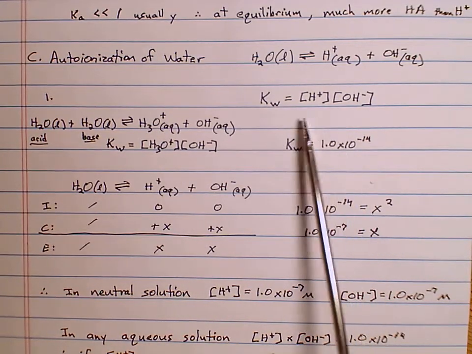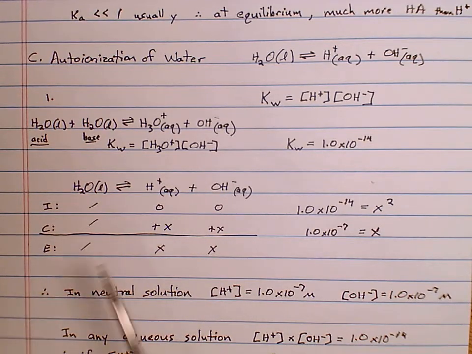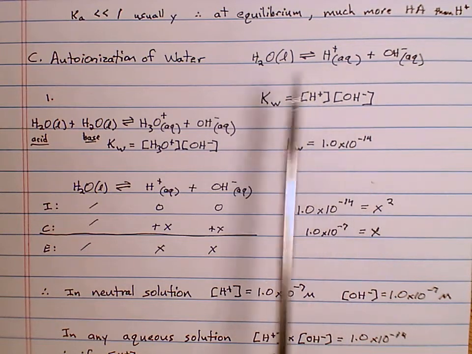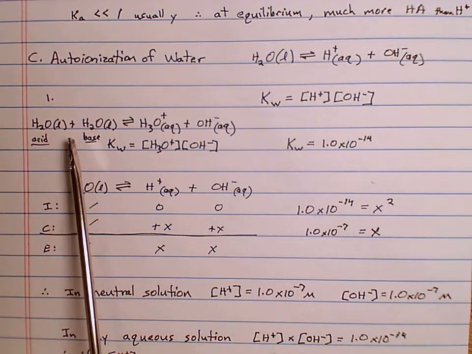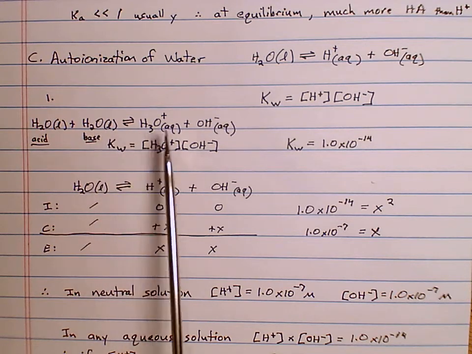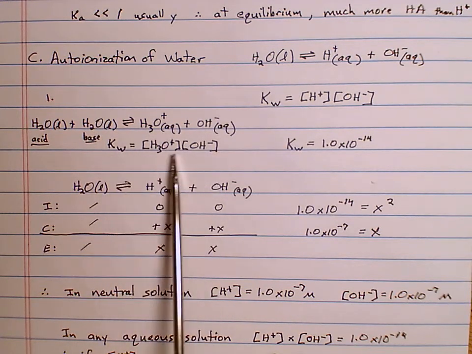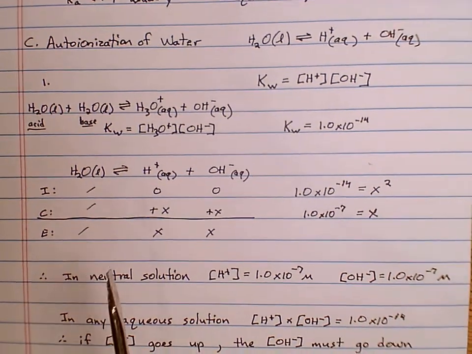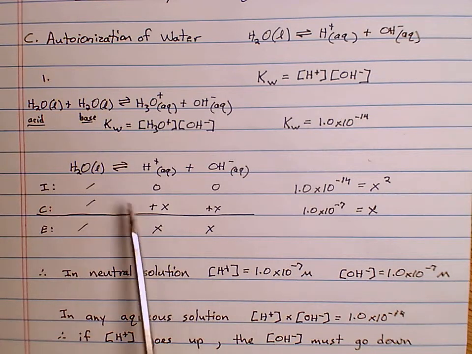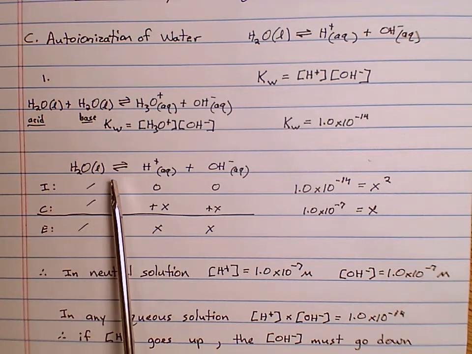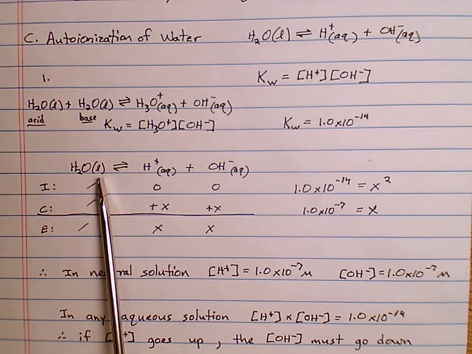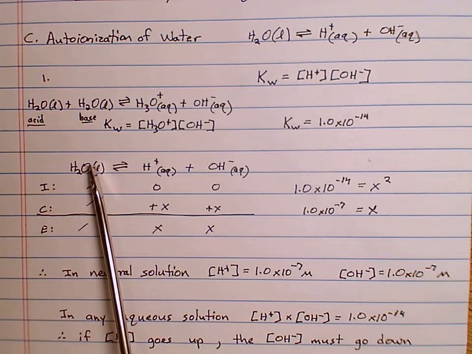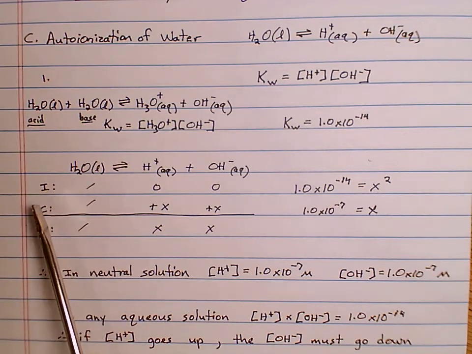However, we can calculate the amount that did dissociate with an ICE table. Because here's the reaction. This is how Arrhenius would write it. Brønsted-Lowry would be H2O plus H2O in equilibrium with H3O+ and OH-. They'd get the same Kw expression because we know H3O+ and H+ are the same. But doing the ICE table, H2O is in equilibrium with H+ and OH-. Since our H2O is a liquid, it will not appear in the equilibrium constant expression, so I'm just going to put little dashes here to indicate we don't care about any of that.